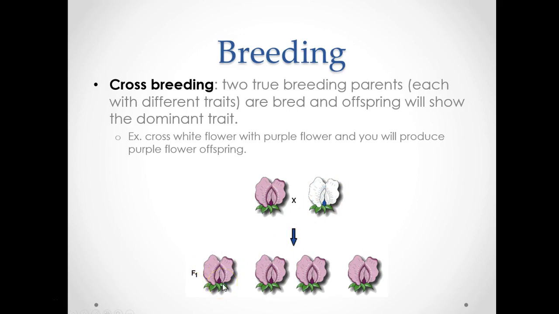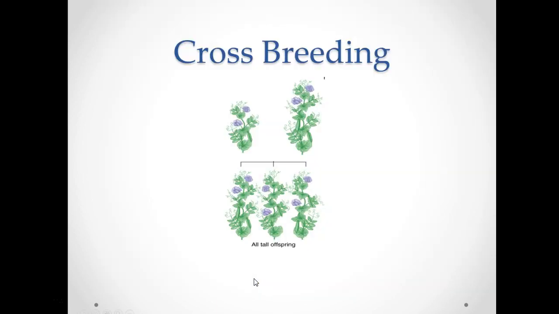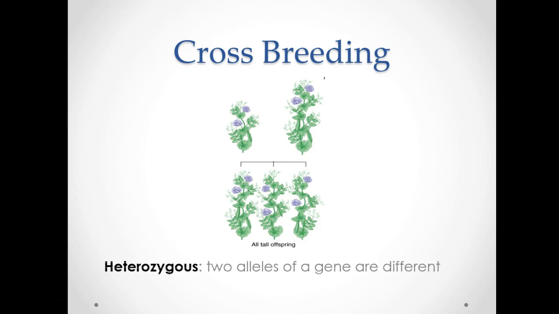The white allele is recessive. It cannot be seen because it's being masked by the purple allele. We could do the same thing with tall and short pea plants. So if you cross a tall parent pea plant with a short parent pea plant, all of the offspring are tall. So this now creates different individuals.